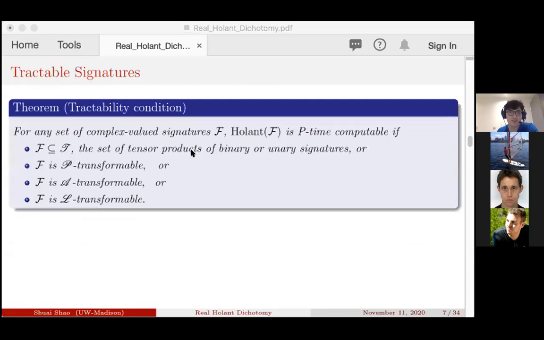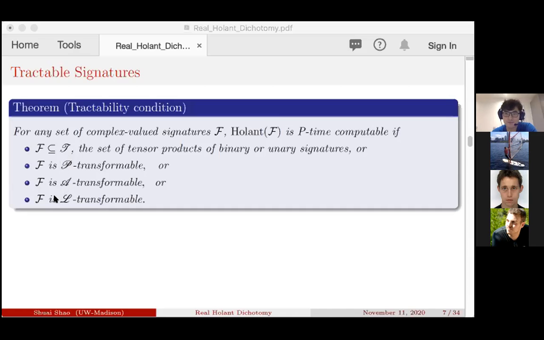Now, before we start the journey, we first introduce the following classes of tractable signatures. The first class is denoted by script T. This is a set of tensor products of unary and binary signatures. So if a signature is in T, then it can be decomposed as a tensor product of a bunch of unary signatures or binary signatures. There are also product type signatures, affine signatures, and local affine signatures. They are denoted by P, A, and L.